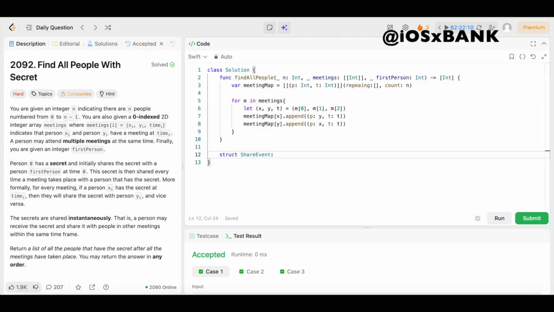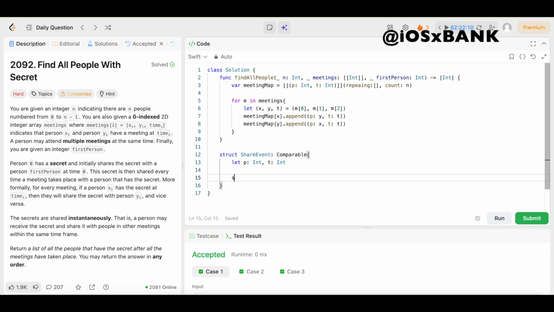We're going to say colon. It's going to be Comparable, open up the brackets, we're going to say let p colon, that's going to be an integer, comma t colon, that's going to be an integer as well. Then we're going to come underneath this, and events are ordered by time, so earlier shares are processed first.